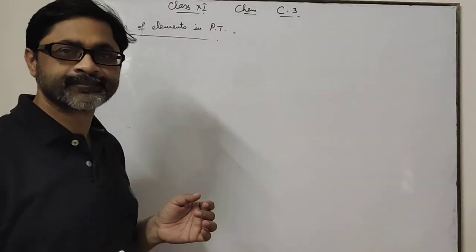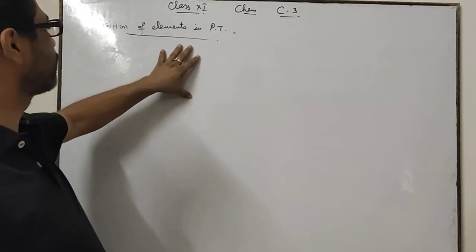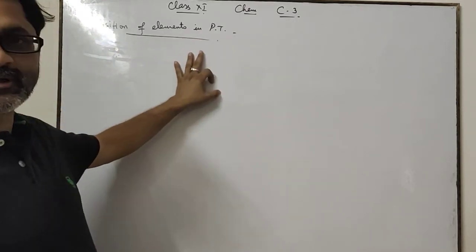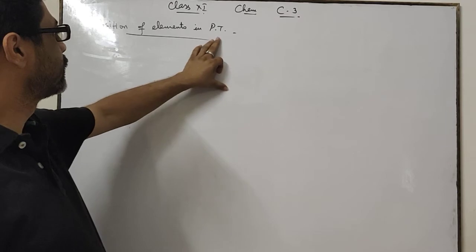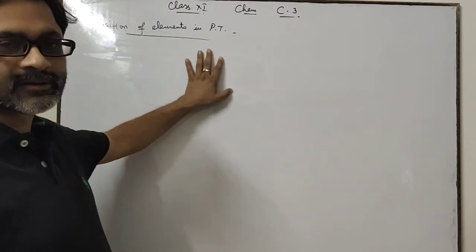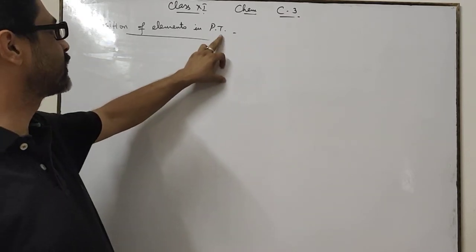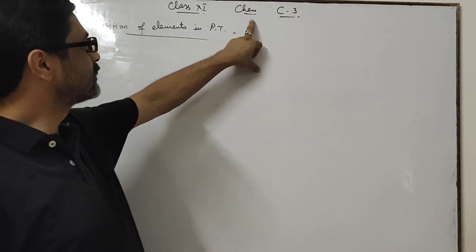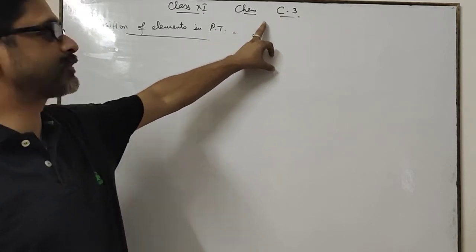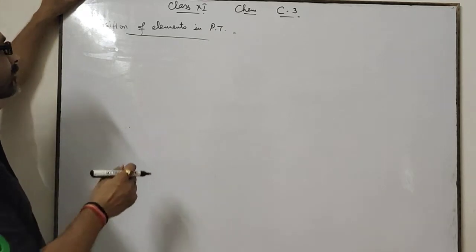Hello my dear children, I am going to teach you about the determination of position of elements in the periodic table. Means how can we find the position of elements in the periodic table. This is in your course of chapter 3 in subject chemistry.